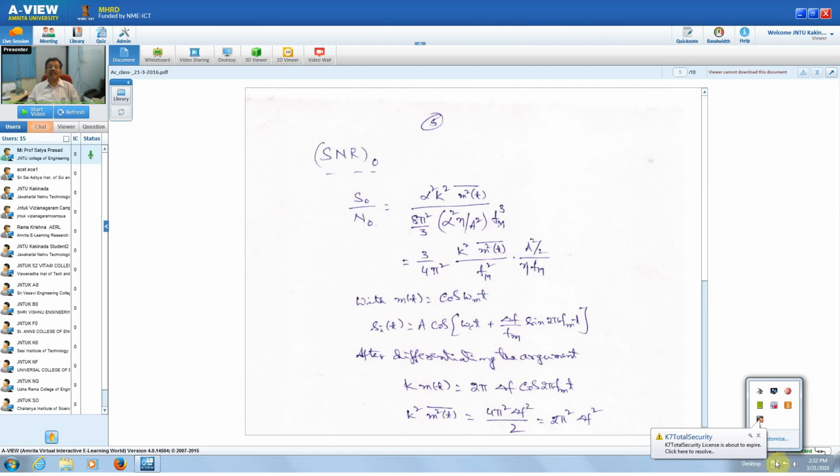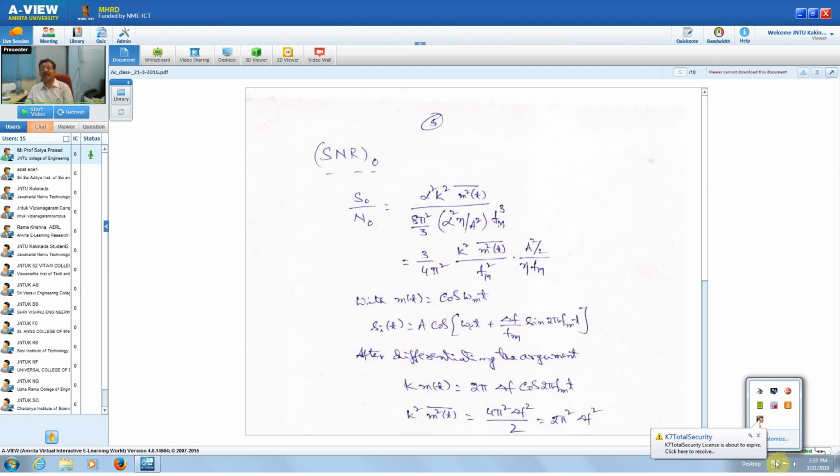This we can rewrite by bringing this 3 to the numerator, and then the 2 that we have I am writing as A square by 2. Therefore, this signal to noise ratio at the output can be rewritten as 3 by 4 pi square into k square, average value m square t by fm square, into A square by 2 eta fm. Because I am writing this A square by 2, since A square by 2 is nothing but the input signal power, and this eta fm is the input noise power, that is the capital N with suffix m, as we said in the case of amplitude modulation.